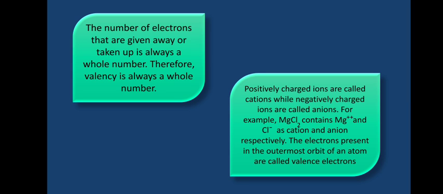Positively charged ions are called cations, while negatively charged ions are called anions. For example, magnesium chloride, that is MgCl2, contains magnesium and chloride as cation and anion respectively. The electrons present in the outermost orbit of an atom are called valence electrons. Following this, you can try out for different elements the number of valence electrons and the valency of that particular element. It is given in your book.